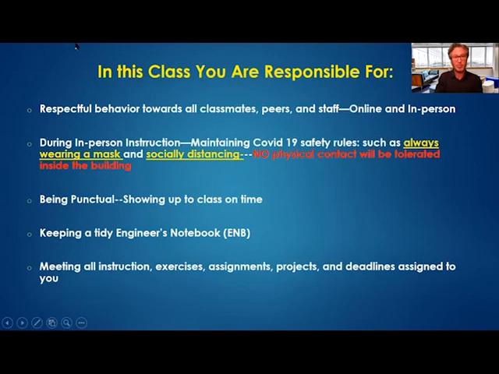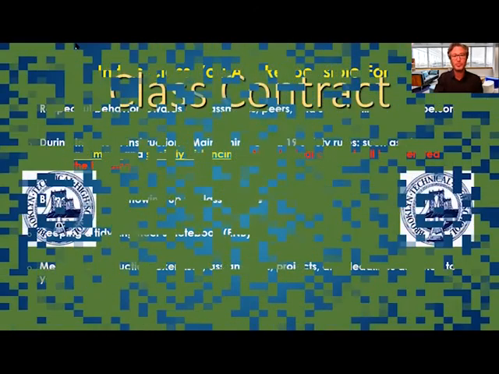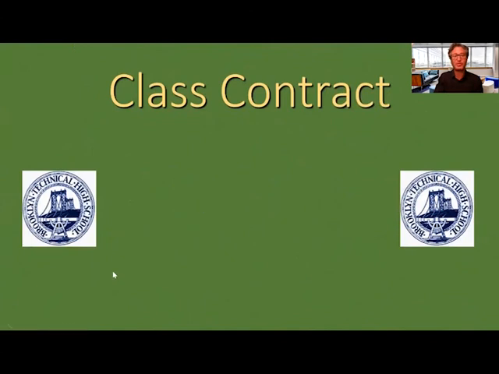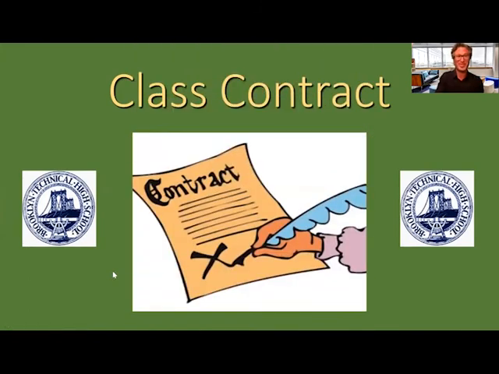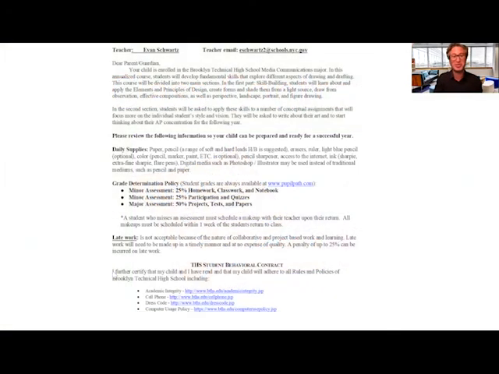Oh, forgot that part, the animation. Okay. All right, so moving on, the class contract. So this is going to be your first grade. It's not going to be your first assignment, but it'll be your first grade. I think I got the animation, there we go. All right, so your class contract is going to look like this. Your grading categories are here, and this is what it's going to look like.